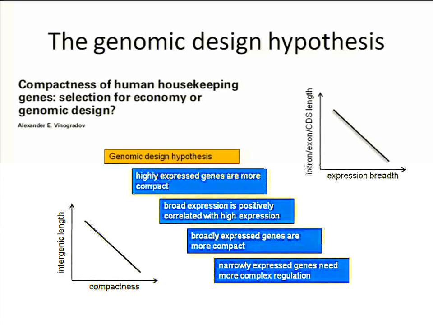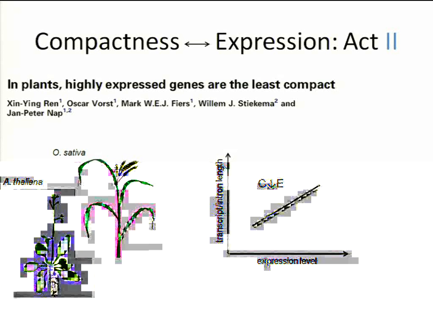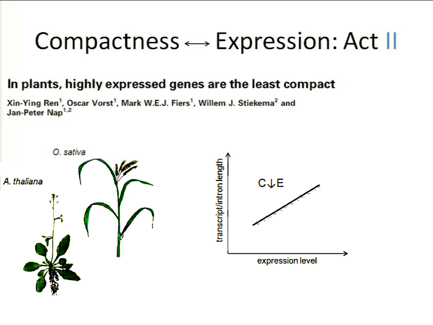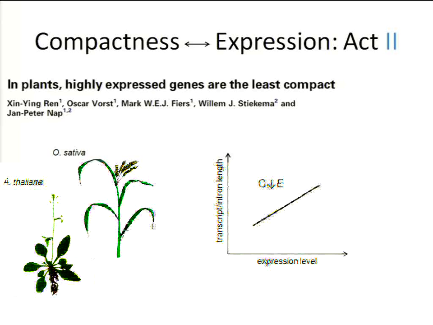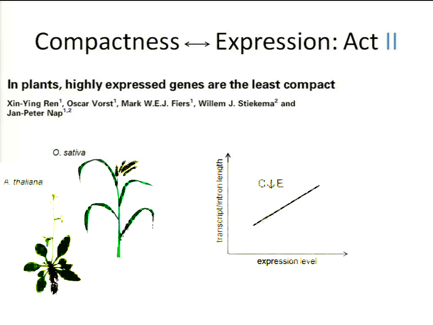The challenge to the trend itself came in a Trends in Genetics paper, where the authors looked at plants, at Arabidopsis and rice, and they reported exactly the opposite trend. They said that genes that are highly expressed tend to be less compact. And they could not suggest any good explanation for this. They just say that maybe some other factors, some other forces are acting in plants, but this was the report.